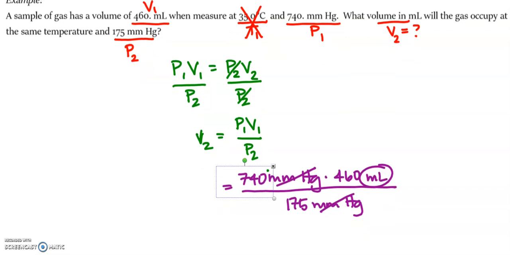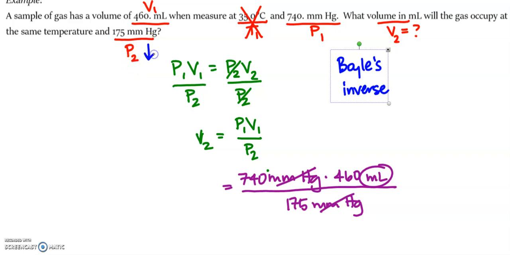Before I finish, which gas law is this? Take a second, check back and look. Pressure and volume. This is Boyle's. Okay. This is the inverse relationship. So I go through and I say, okay, let's see, inverse. Let's see, the pressure goes down, right? It went from 740 to 175. So the pressure decreased. So the volume should increase. So let's make sure it does. So 740 times 460 divided by 175. You should get 1,945.14 milliliters. The volume increased just like we thought. So this is our answer.